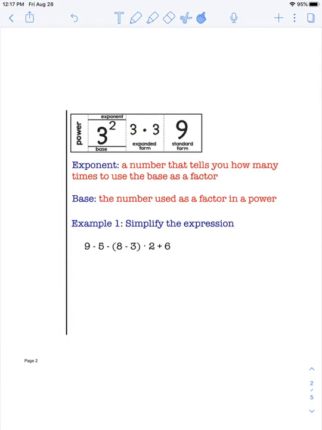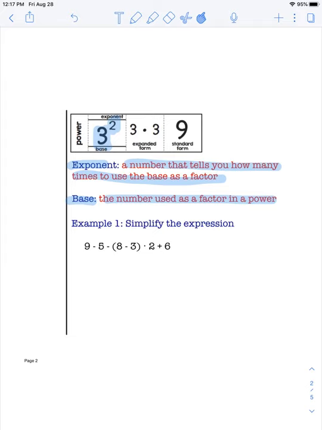All right, a little bit more vocab, especially for you 7th graders who haven't done a ton of exponents yet. An exponent is a number that tells you how many times to use the base as a factor. So in this case, the exponent is 2, and then the base is the number used as the factor in a power, the number that gets multiplied. So the exponent tells you how many times to multiply. The base is the number that gets multiplied. So in this example, the whole thing is called a power. In this power, the exponent is 2, the base is 3.